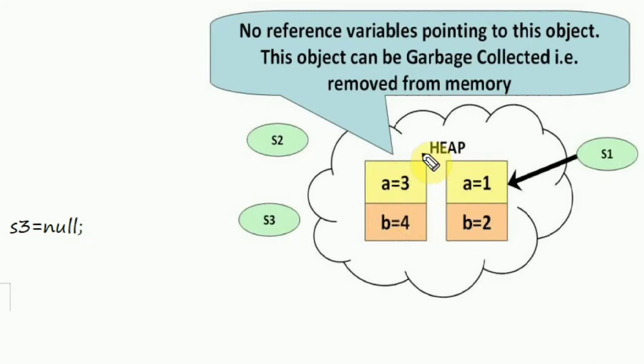Now this object over here is not referenced by any reference variables. Such an object is called an unreferenced object. No reference variable is pointing to this object. So when such unreferenced objects exist in your heap, this object can be garbage collected. That is what is meant by garbage collection: it is removed from memory so that the memory can be reused for newly created objects. I hope everybody understood what garbage collection means with this particular example.